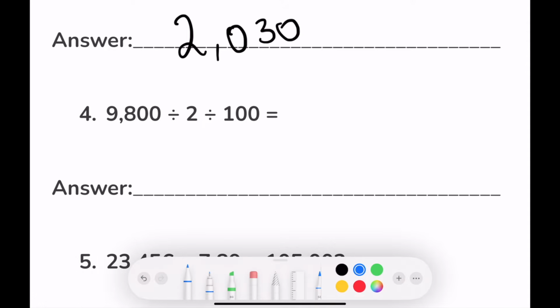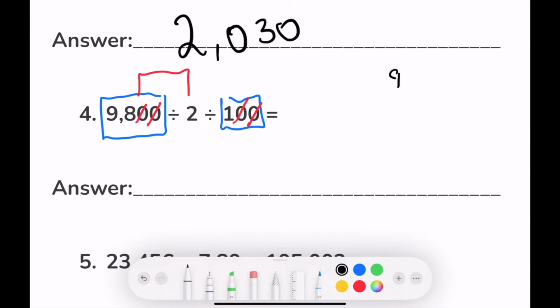And so what I first and foremost see that will save me time if this was my actual exam is that I see that 9,800 has 2 zeros, and also 100 has 2 zeros. So what I can do is scratch these 2 zeros out, and we'll be left with 98 divided by 2. See how much time that just saved?